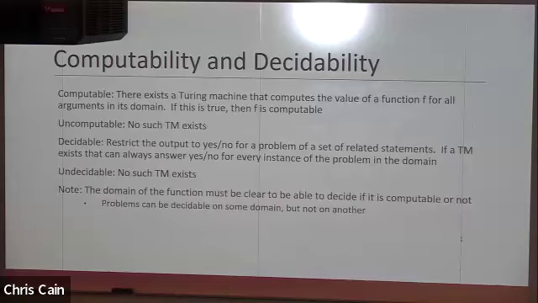We do have to make one note to this: the domain of the function must be clear to be able to decide if it's computable or not. If we can't decide on what the domain is, then we can't conclude whether a problem is decidable or not.